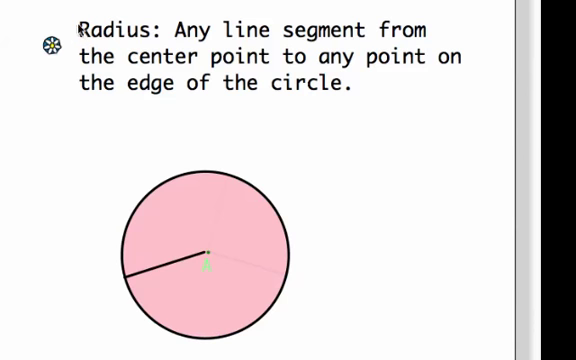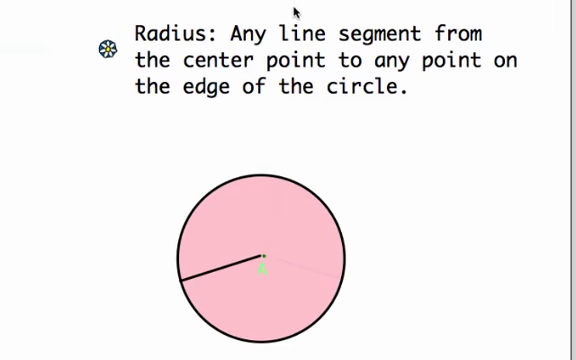And another term to know is a radius. Now, a radius is a little different than diameter. It's any line segment from the center point to any point on the edge of the circle. So you see it goes from the center point. It doesn't keep going this way. And radii is just more than one radius.